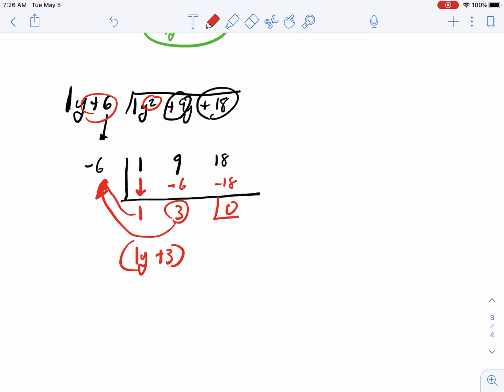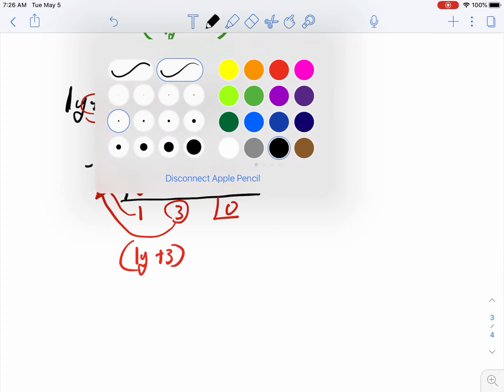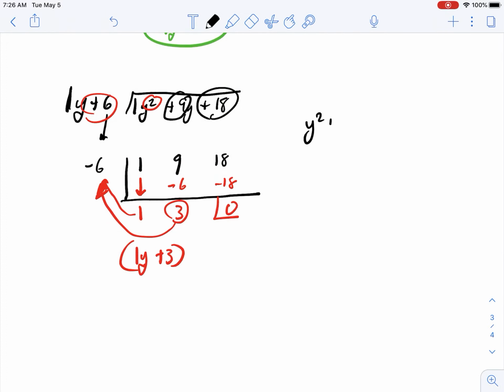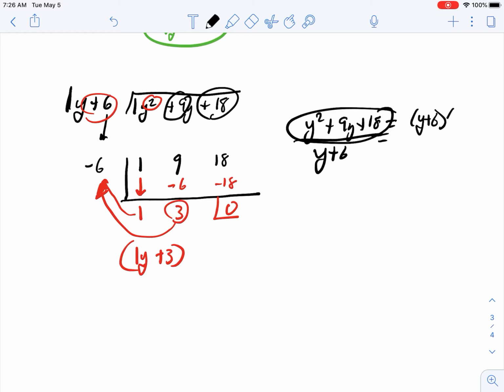So again, what did I just do here? I took y squared plus 9y plus 18 and divided by y plus 6. What does that mean? Well, that implies that the factors are y plus 6 and y plus 3. So when I divide it out by y plus 6, it divided out and left me with y plus 3.